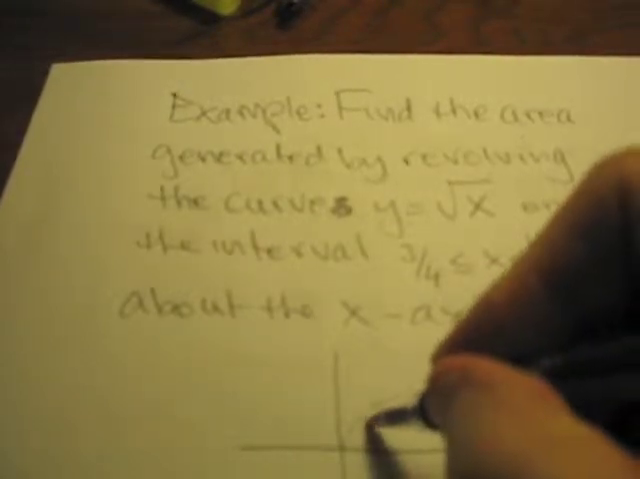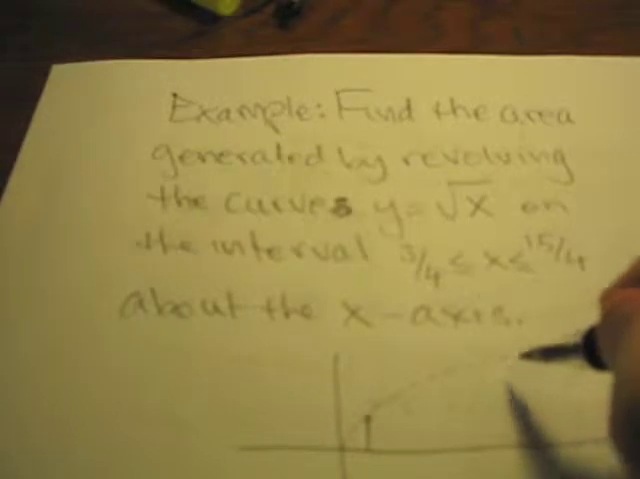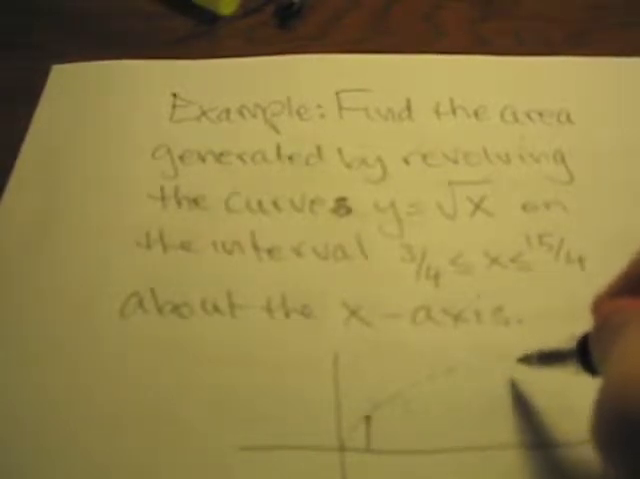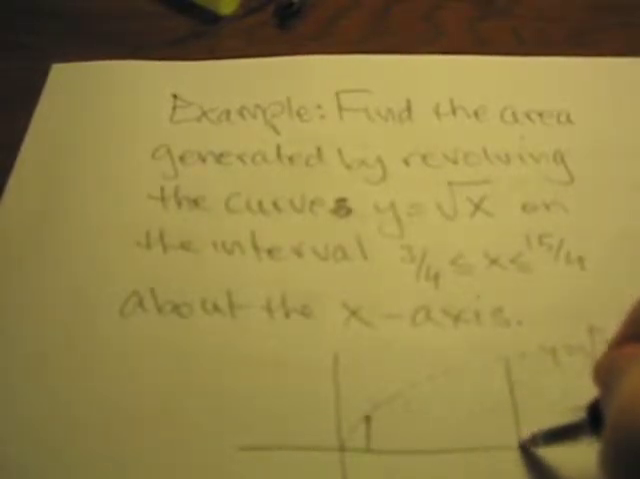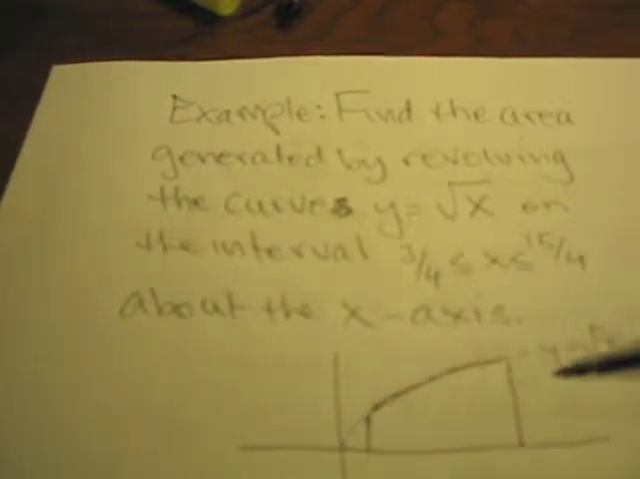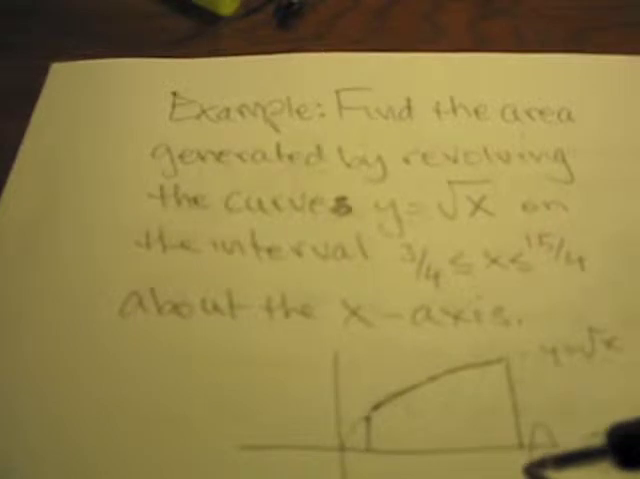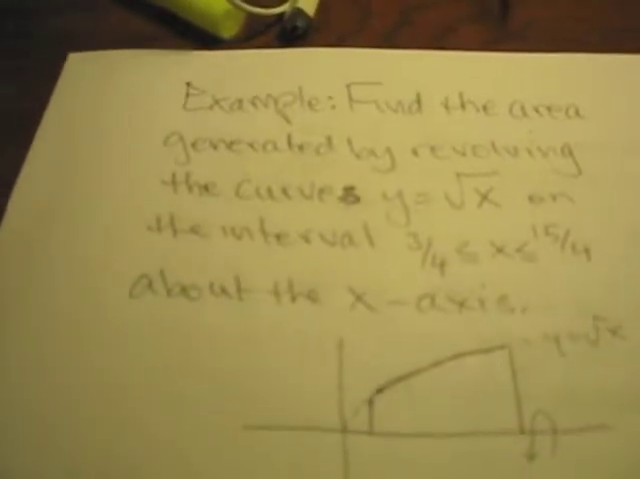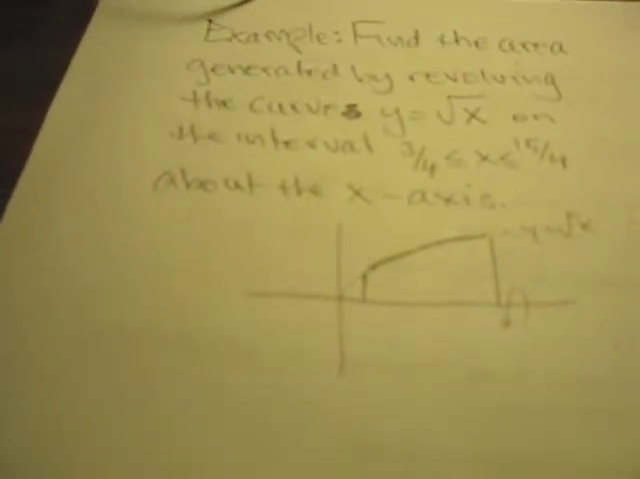So we're doing it from 3/4 to 15/4, so that's up to about 4 1/4, and so we're looking at this part of the curve here, and we're rotating this around the x-axis, and this is going to produce a surface.